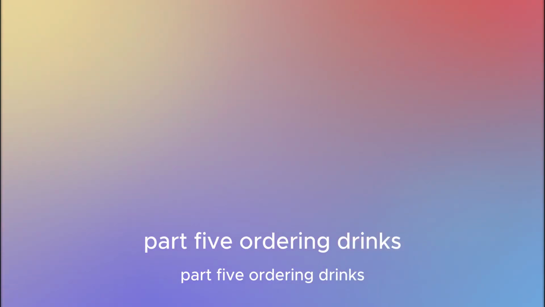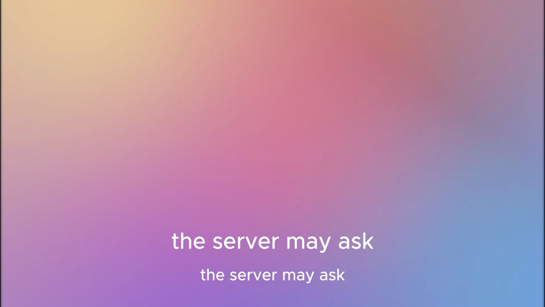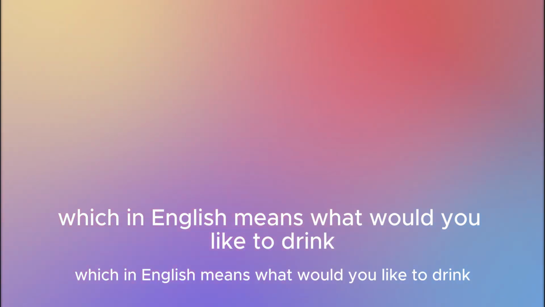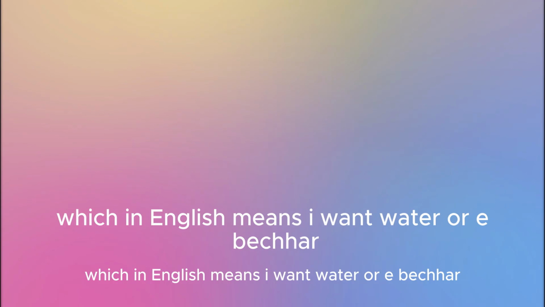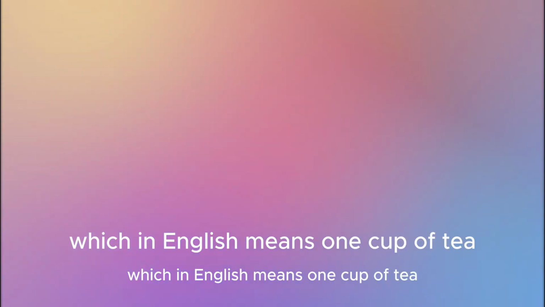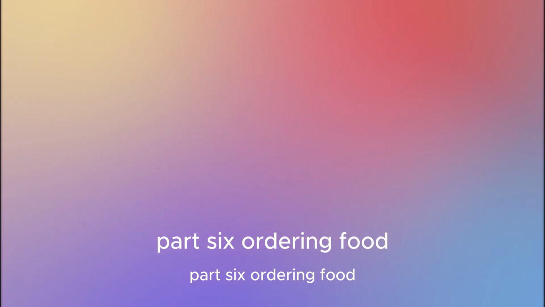Part 5. Ordering drinks. The server may ask 要喝什么? Which in English means what would you like to drink? You can respond 我要水, which in English means I want water, or 一杯茶, which in English means one cup of tea. Part 6. Ordering food.